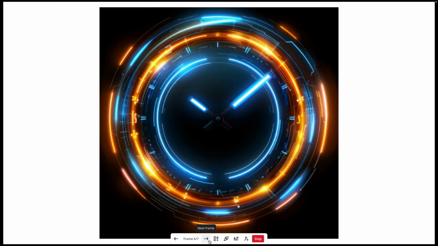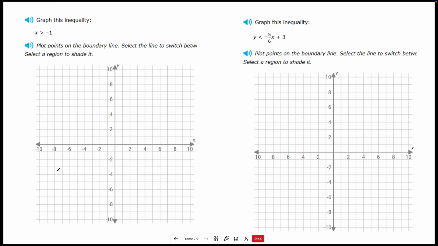Here is our cool clock for today, which means that it is time for you to practice what you just learned. Go ahead and pause the video and try these two problems on your own. And when you're ready, you can unpause the video and we'll check your answers.